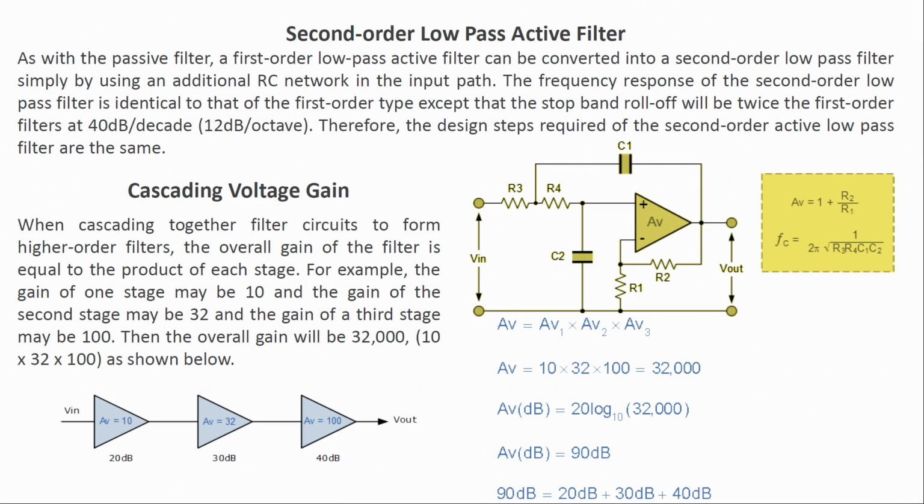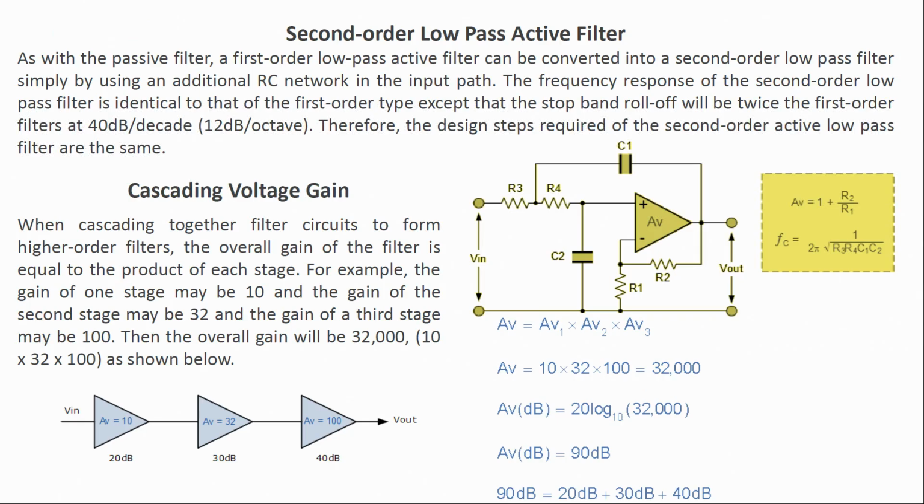Now, if I talk about the second order low pass filter, I have 2 R and 2 C. Here the gain AV is again 1 plus R2 by R1, which you can see here, while fc would be 1 by 2 pi under root of R3 R4 C1 C2. So, in this case, if my R3 equals R4 and C1 equals C2, I will have fc equals 1 by 2 pi under root of R square C square. So, it will be nothing but fc equals 1 by 2 pi RC.